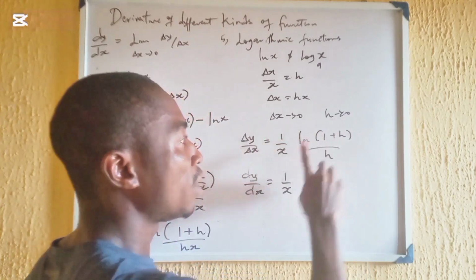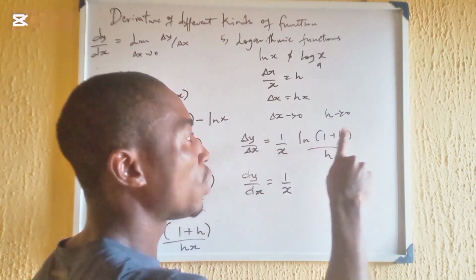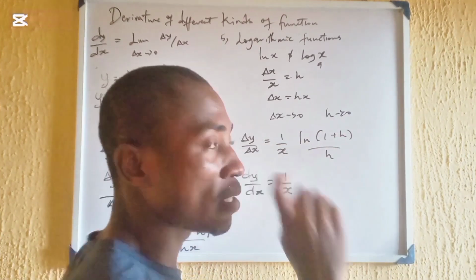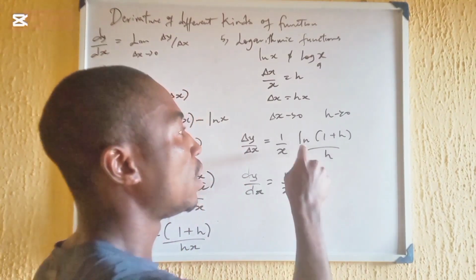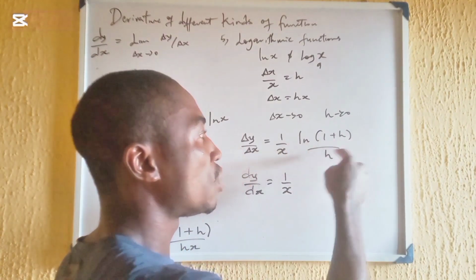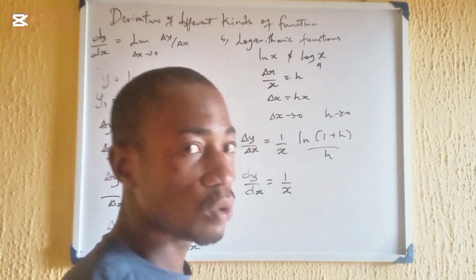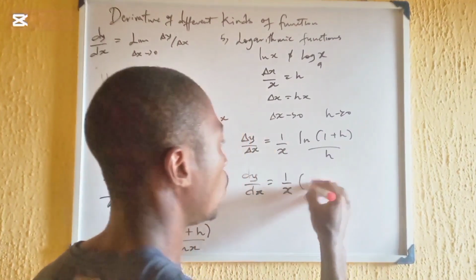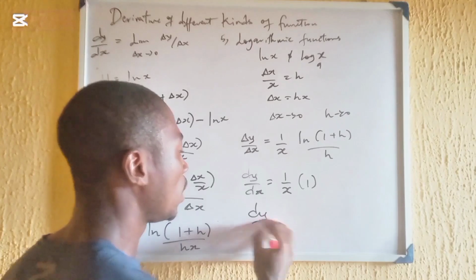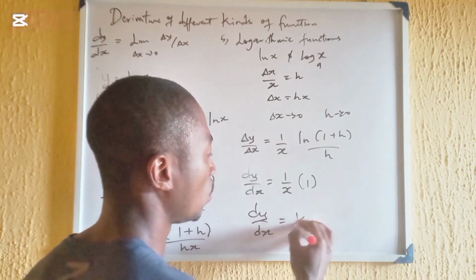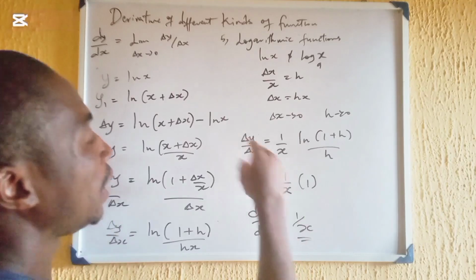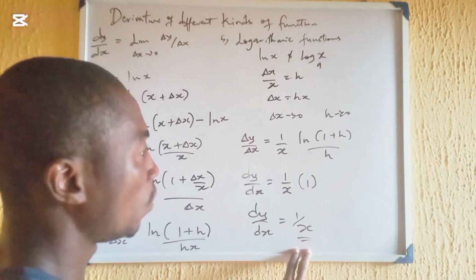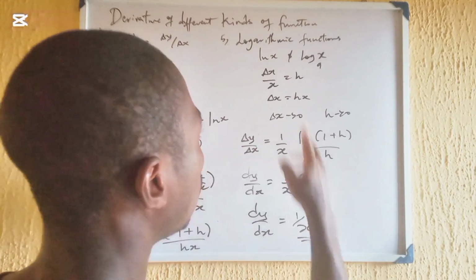And remember that the limit of ln(1 + x)/x as x tends to 0 is 1. So the same thing is applicable here. The limit of ln(1 + h)/h as h tends to 0 will be giving us what? 1. So dy/dx is equal to 1/x. So the derivative of ln x is 1/x. Now let's look at the next one.